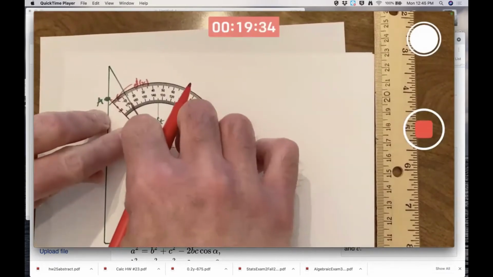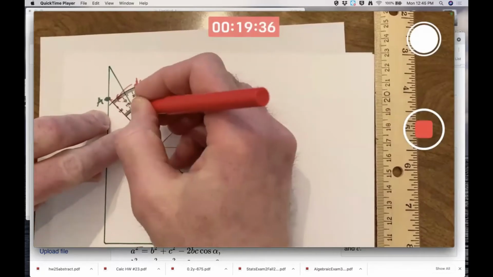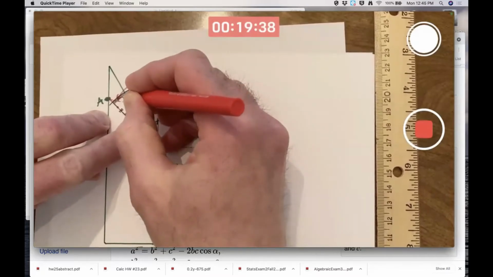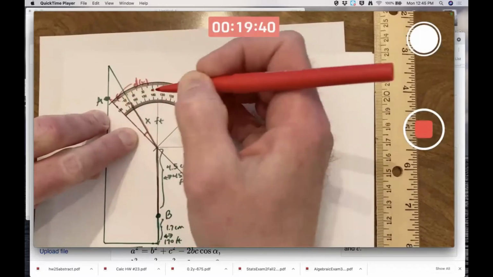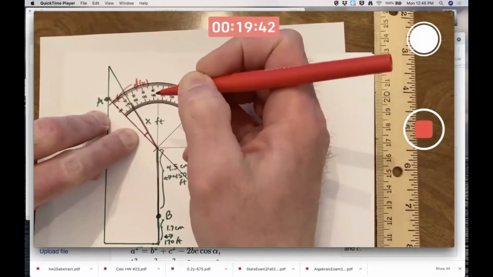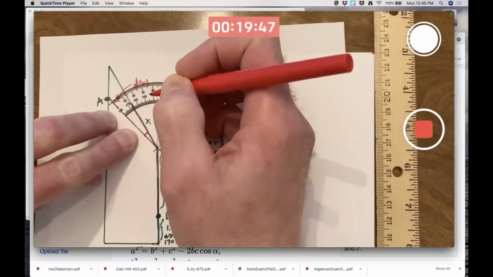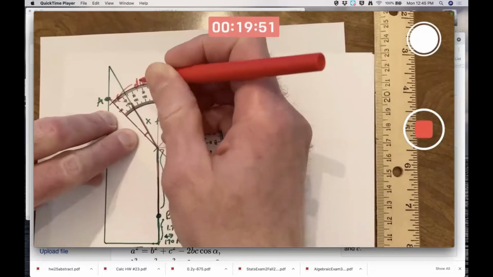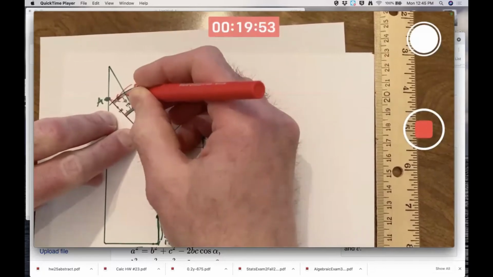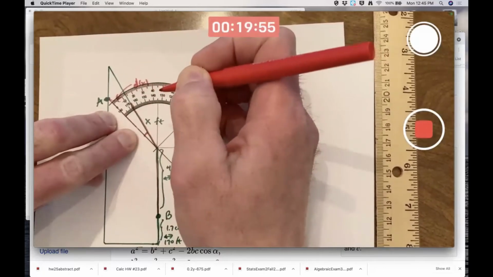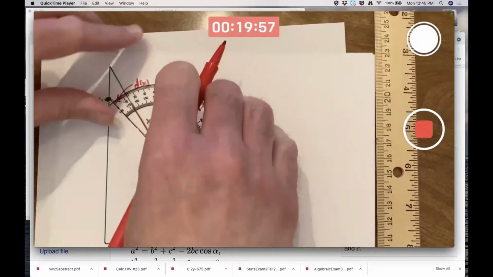Now look at where this angle is and follow it up here. It looks to be pretty close to 14 degrees or so. Maybe a hair less than 14 degrees, close enough that I'm just going to call it 14 degrees. Looking right there. Yeah, I'm just going to go ahead and call it 14 degrees.